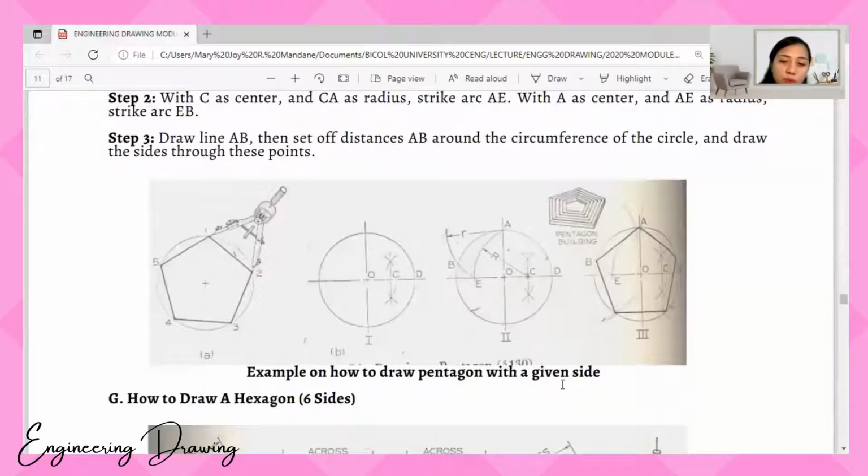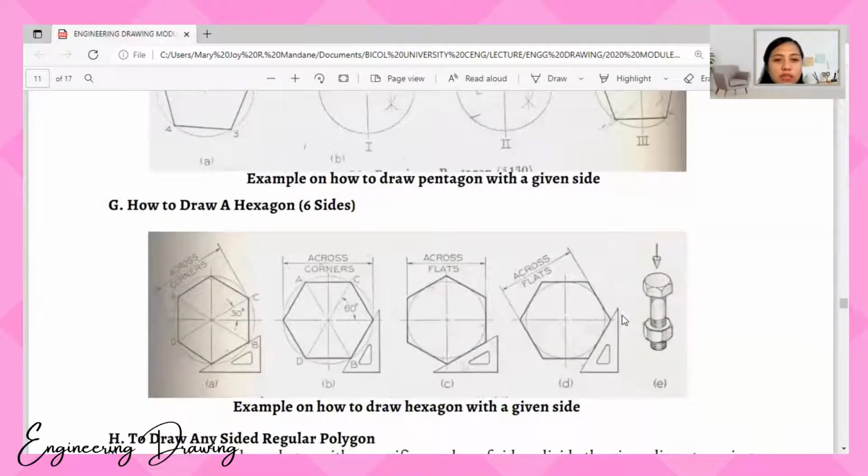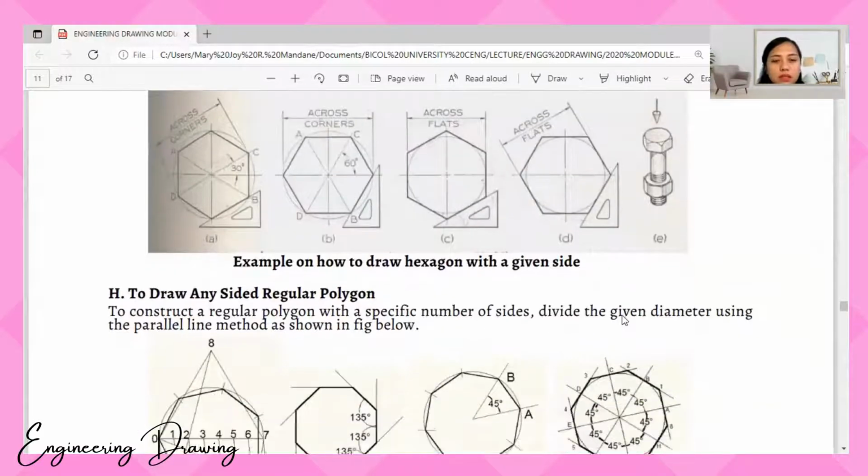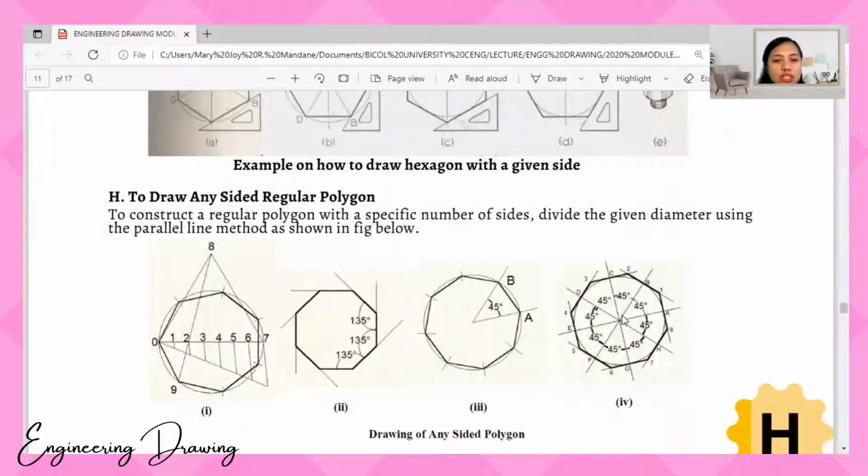So how to draw the pentagon with a given side? Ito lang yun. Okay, so medyo distorted lang po. Okay, just follow the instructions carefully. And how to draw a hexagon, 6 sides, ito din yun. Okay, and H is how to draw a regular polygon.